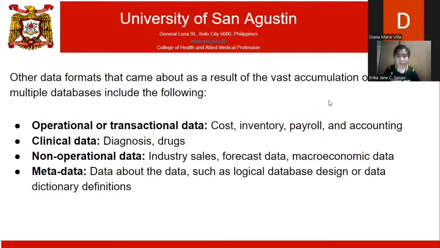Other data formats came about as a result of the vast accumulation of data in multiple databases and include the following: operational or transactional data, such as cost, inventory, payroll, and accounting. For clinical data, diagnosis and drugs. For non-operational data, industry sales, forecast data, and macroeconomic data. And for metadata, data about the data, such as logical database design or data dictionary definitions.